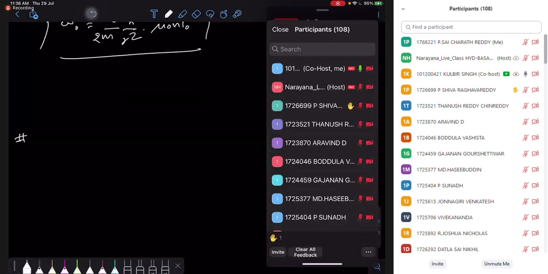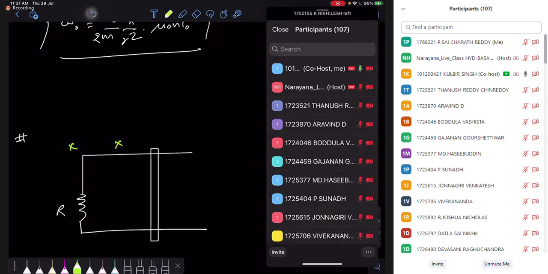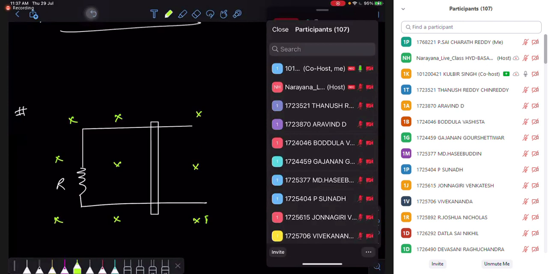Very simple question. Suppose we have a resistance, okay? A simple resistance there, and there is a simple rod, and this whole system is kept in a magnetic field. There are two ways you can create the induced EMF. One way is that you can change the magnetic field, or you can move the rod.